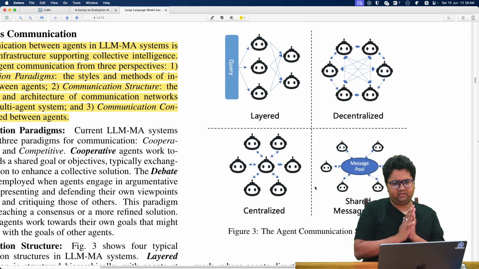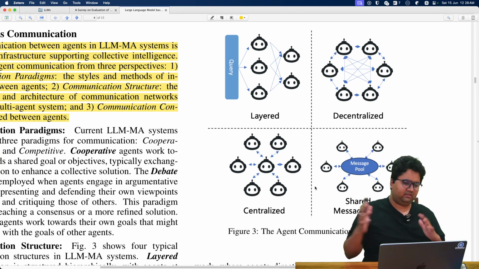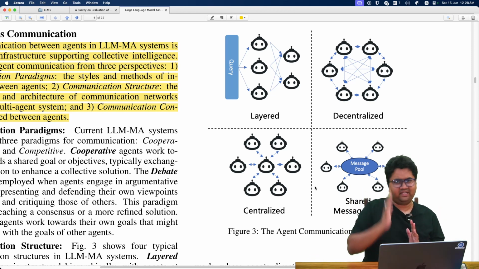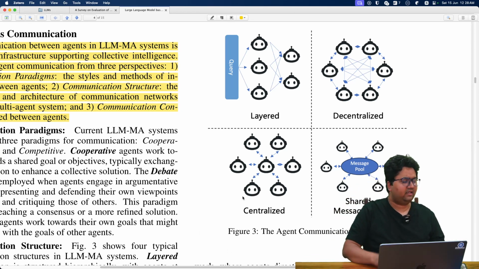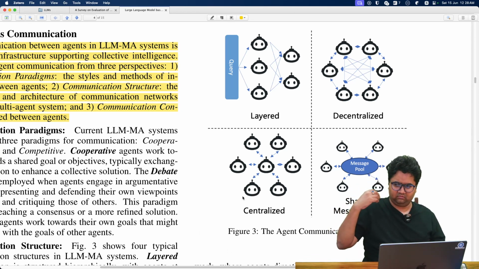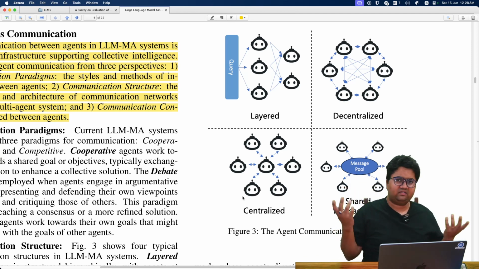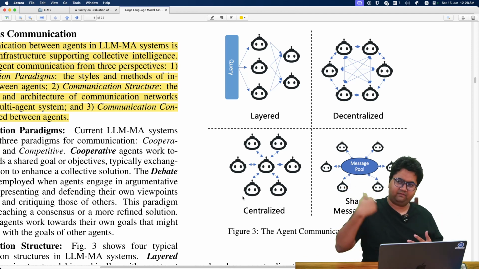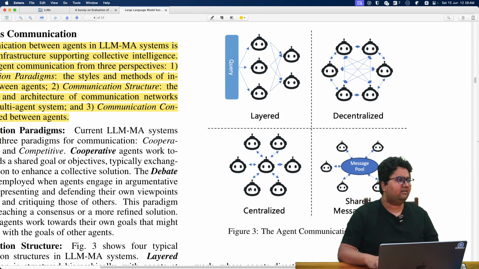There's a query coming, it goes to multiple agents and then to another set of agents. So there's a layering of sorts. There's a centralized picture, which is this diagram where there's a top agent, or a head agent, or an orchestrator agent, and that does all the orchestration around it, which is a centralized pattern.